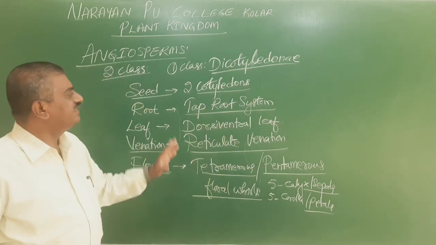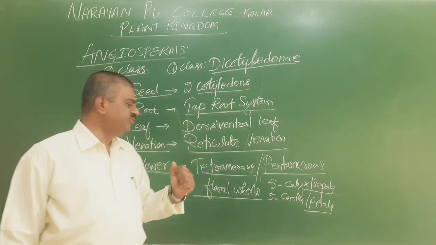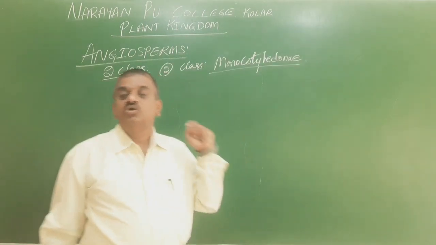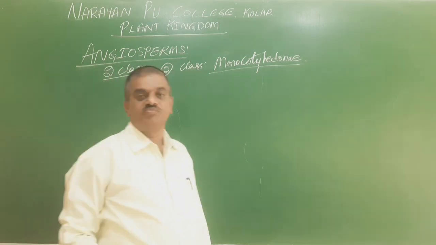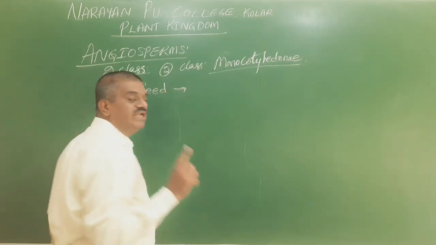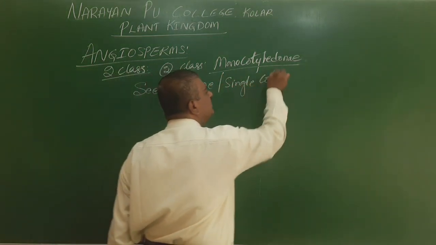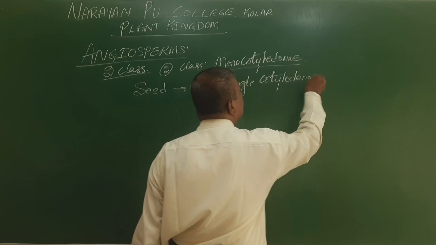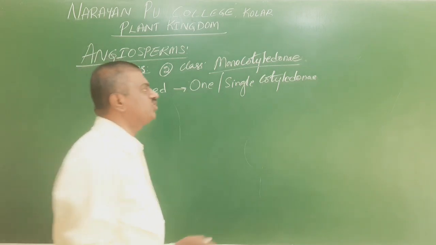Like this, a dicot has 2 cotyledons with a taproot system, dorsiventrally flattened leaves, reticulate venation, and pentamerous structures. So we go for one more class. The second class is called Monocotyledonae. In this class, the seed has only one cotyledon, a single cotyledon is present in the seed, hence it is called Monocotyledonae or monocot.